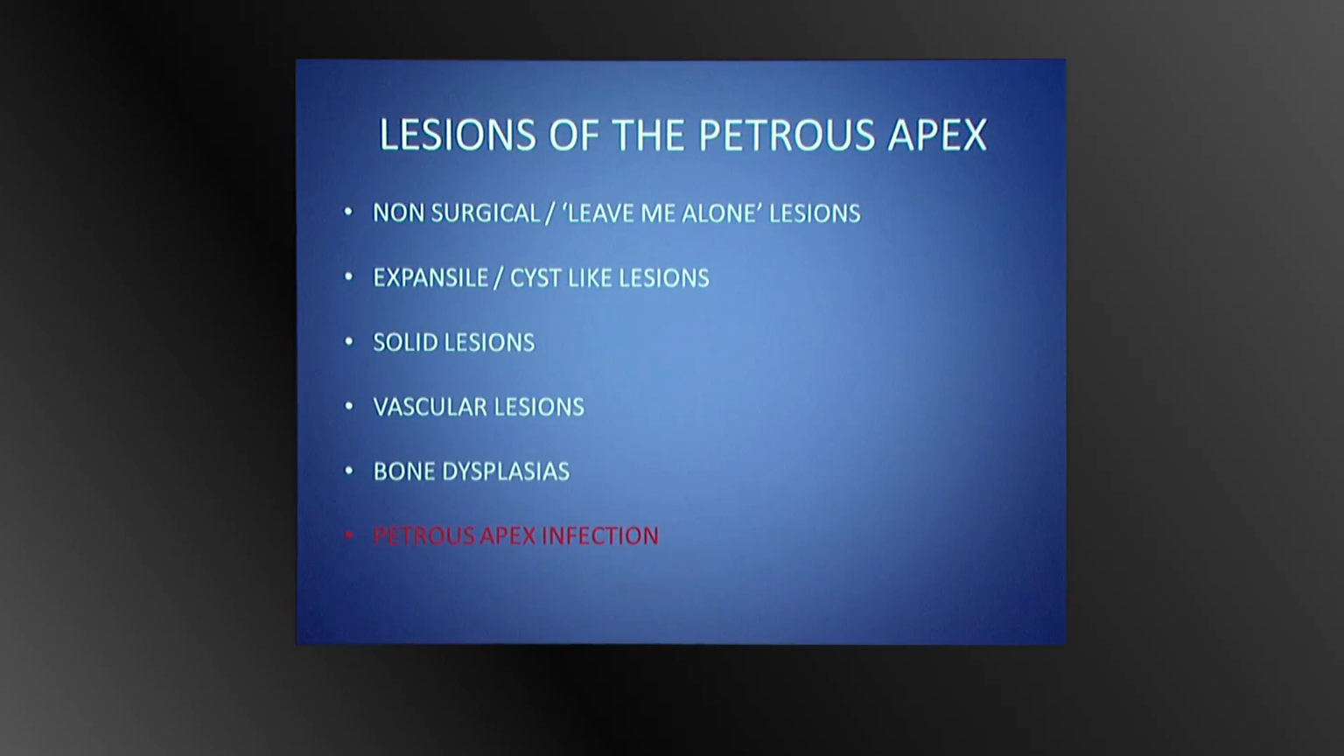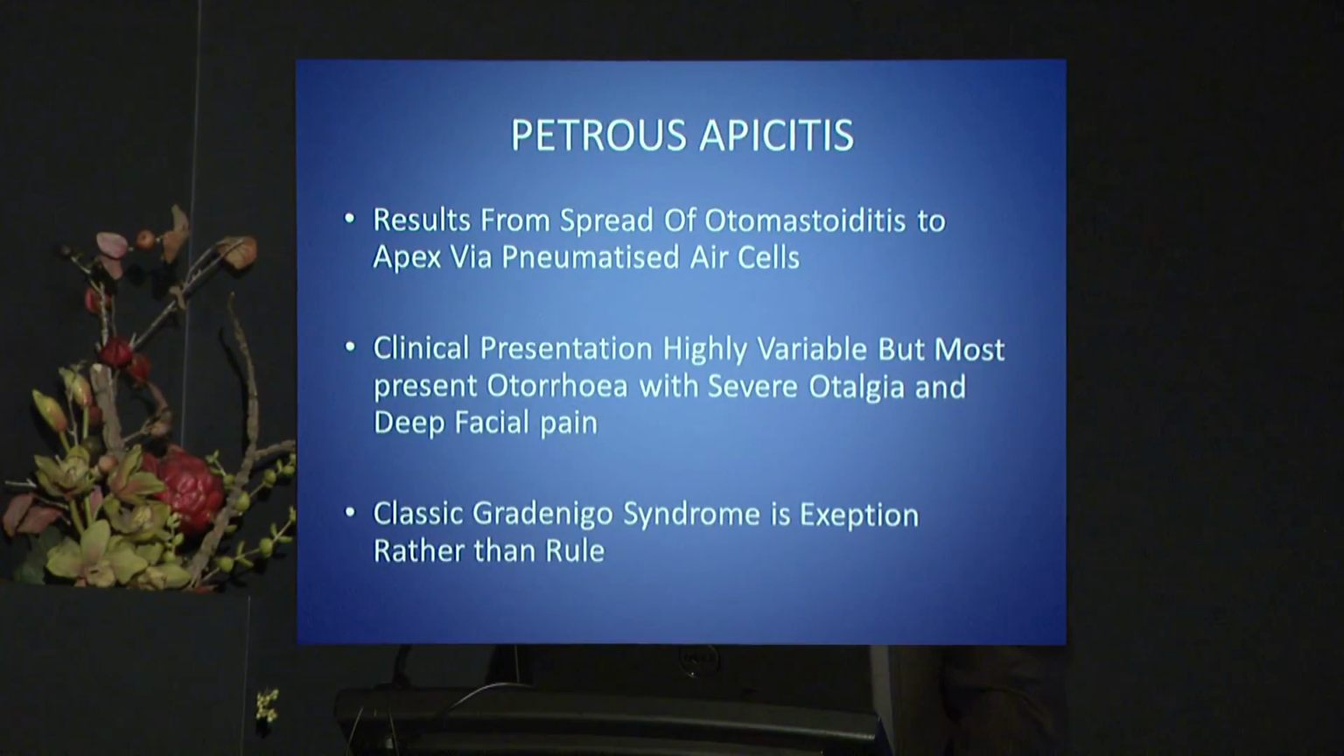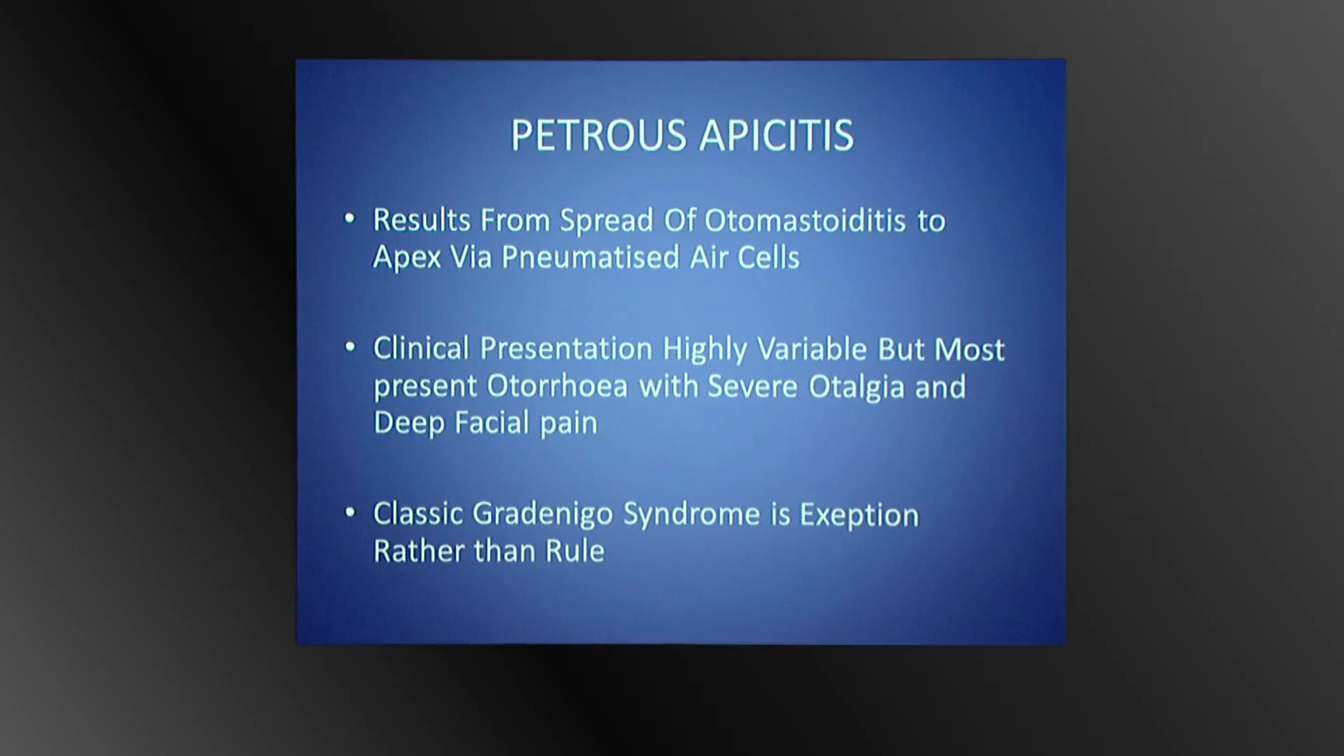I just want to end off with petrous apex infection, mainly because, once again, it's about awareness, but it's an important one to be aware of. And the first component is petrous apicitis. In other words, infection or involvement of the petrous apex by middle ear infection. And it usually results from spread of otomastoiditis to the apex via the pneumatized air cells.